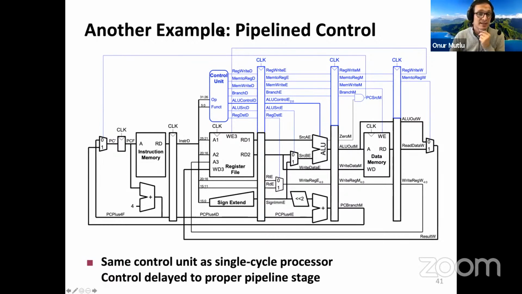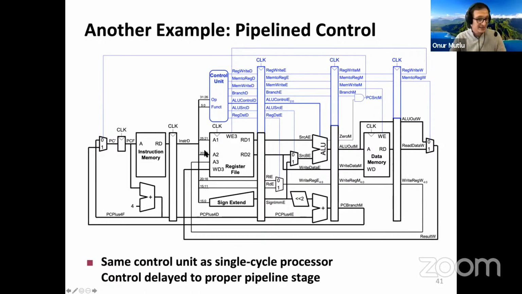This is the example of the pipeline control from the Harris & Harris book for the same pipeline processor that I showed you earlier. We added the pipeline control part of the registers here. We have a control unit. This takes the approach of generating all the control signals as much as possible in the decode stage, as you can see, and then buffering them in the pipeline registers, and then propagating them to the stages that they're really needed at.